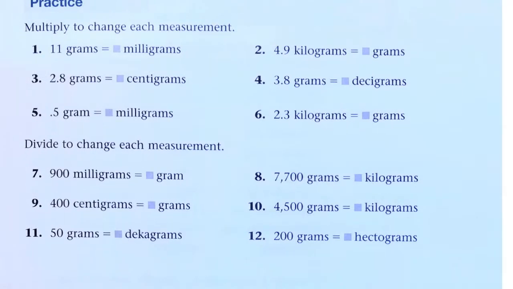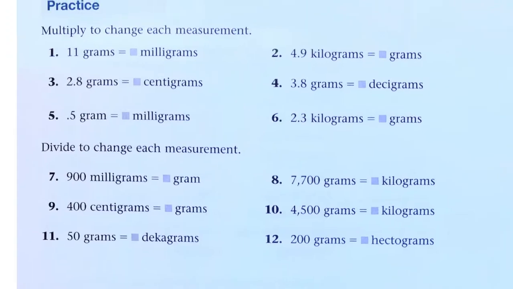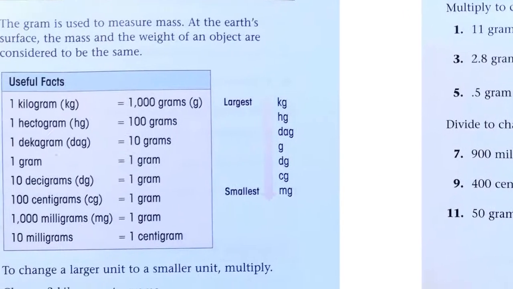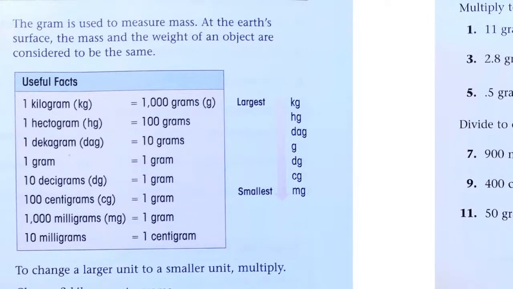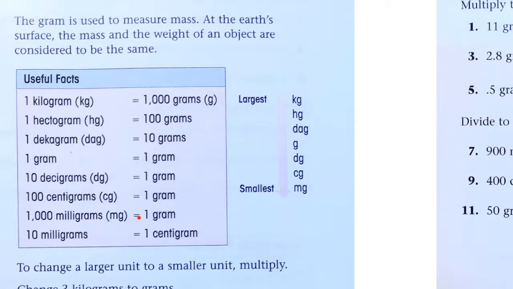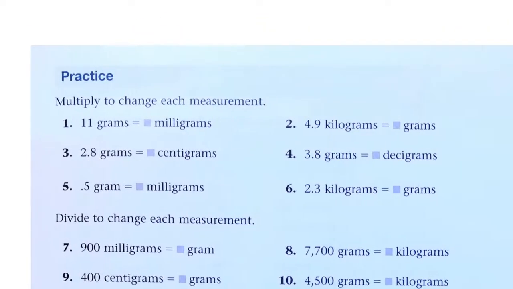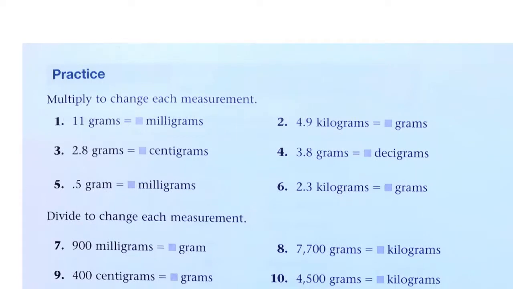So for number 1 through 6, we're multiplying to change each measurement, grams to milligrams. So 1 gram equals 1,000 milligrams. So we're talking about 1,000 here. There's our fact. 1 gram equals 1,000 milligrams.